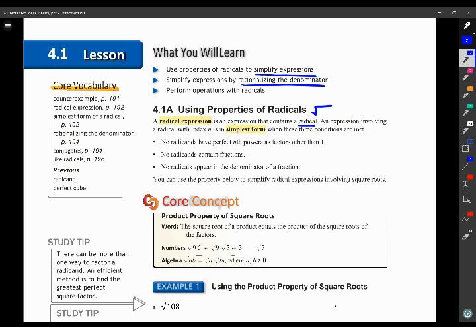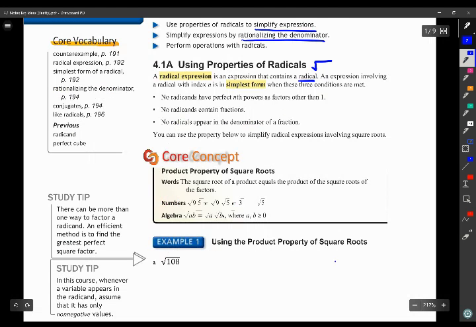So an expression involving a radical with an index n is in simplest form when these three conditions are met. So you can't go any further if there's not a perfect nth power underneath the radical except for one. There's no radicands containing fractions, and there's not a radical that appears in the denominator of a fraction. So we don't like that square root in the bottom. And you can use the property below to simplify radical expressions involving square roots.